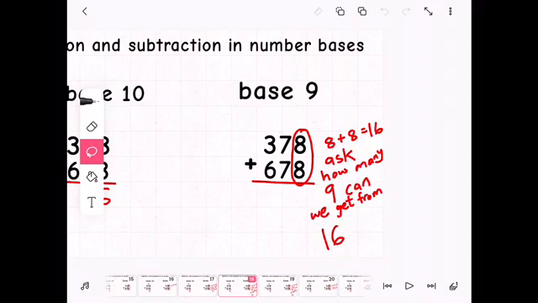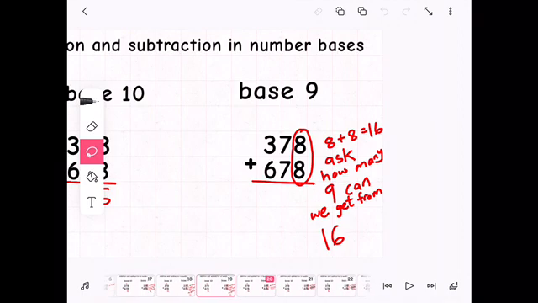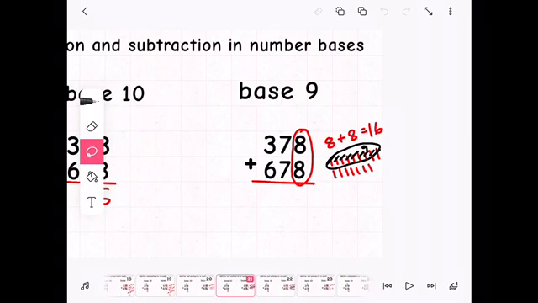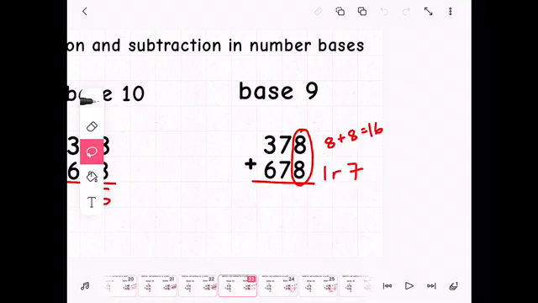We ask ourselves, how many times can we get 9 from 16? Now if you just can't get this right, just write 16 lines and count 9. Any 9 you get will be 1. So here you can get only 1 nine from 16. And how many bars are remaining? There will be remaining 7 bars, which is not up to 9. So I have 1 nine, because we are doing base 9, remaining 7.